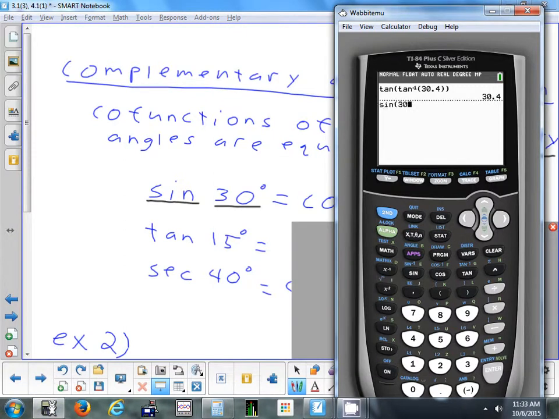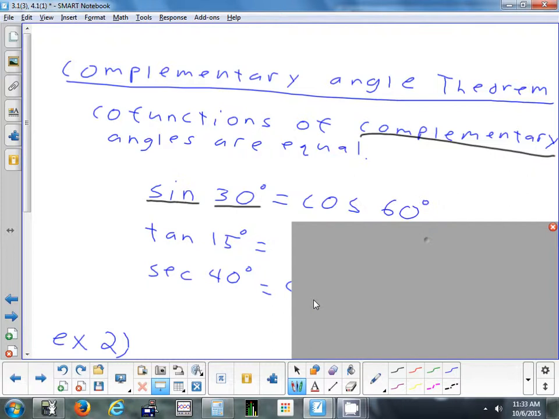Take the sine of 30, 0.5. Cosine of 60, 0.5. They come out exactly the same because they're cofunctions, and these angles add up to 90.